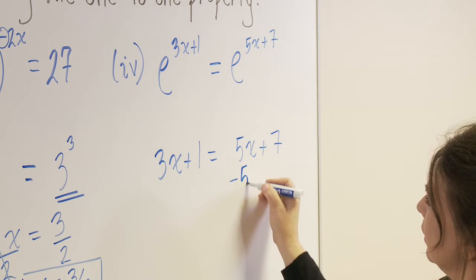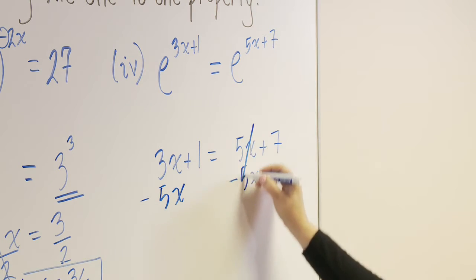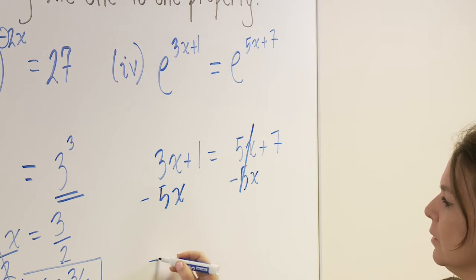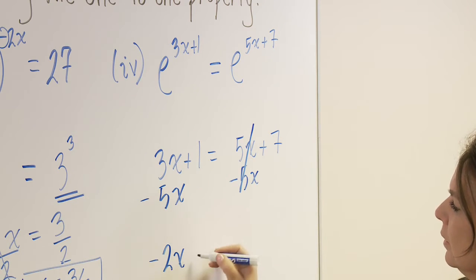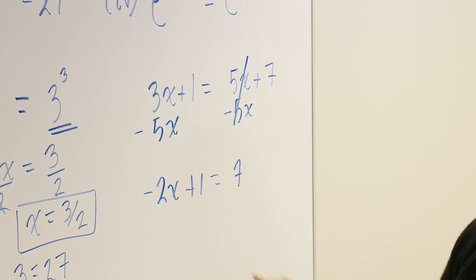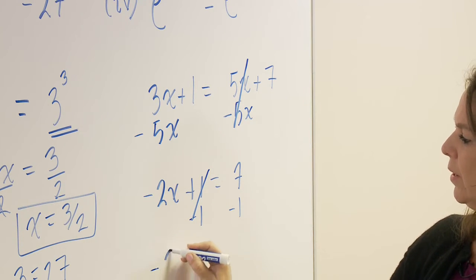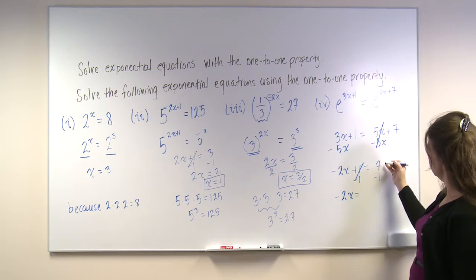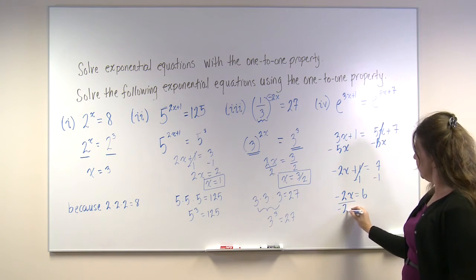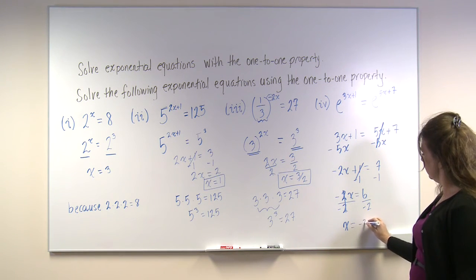I'll go ahead and subtract 5x from both sides of the equal sign. On the left side, we have 3x minus 5x, which is negative 2x plus 1 is equal to 7. Collect the constants. Subtract 1. We have negative 2x is equal to 7 minus 1 gives us 6. Divide by negative 2. And x is equal to negative 3.